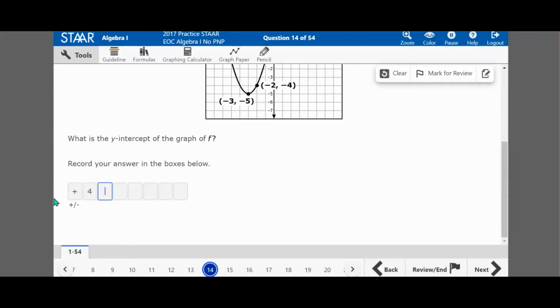This gives you kind of a feel of how STAAR is going to be. I feel like this is more beneficial instead of just quizzing yourself. I feel this is kind of better.